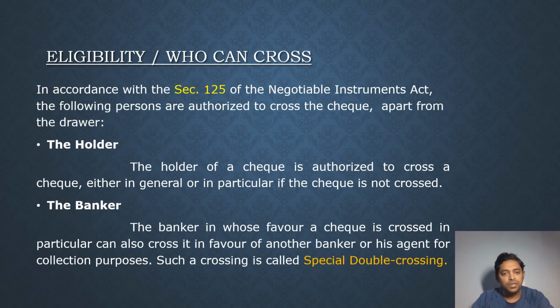Who can cross the check? In accordance with Section 125 of the Negotiable Instruments Act 1881, the following persons are authorized to cross the check apart from the drawer. The holder. The holder of the check is authorized to cross a check, either in general or in particular, if the check is not crossed. The banker. The banker in whose favor a check is crossed in particular can also cross it in favor of another banker or his agent for collection purposes. Such a crossing is called special double crossing.